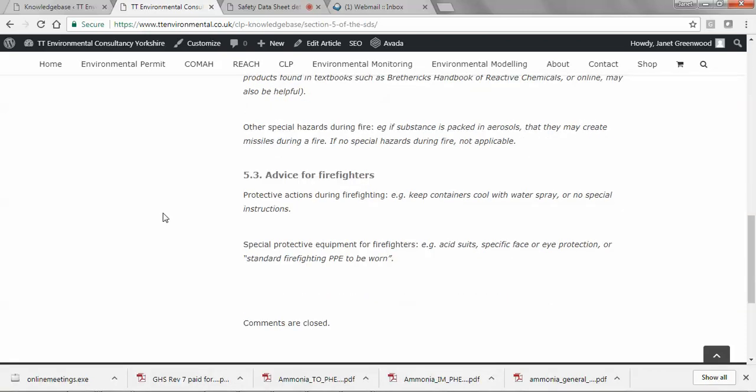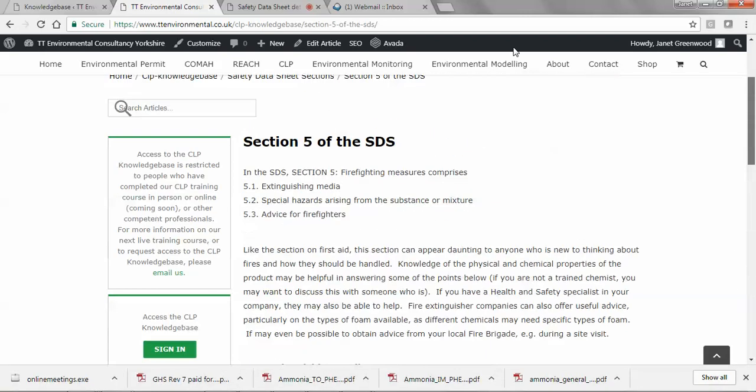Right, okay. Advice for firefighters. There are certain things that certain products need, like keeping the containers cool with water spray. Sometimes standard firefighting PPE may be worn. What I tend to do if there are strong acids or alkalis is I will put in here if you need an acid suit, or special protection against corrosives, that's really important as well. But again, if in doubt, talk to somebody who is more experienced than you are, and that I am as well. Talk to people, see if you can imagine what the worst case scenario is between you, and therefore what should happen during a fire. Is everybody happy with that?